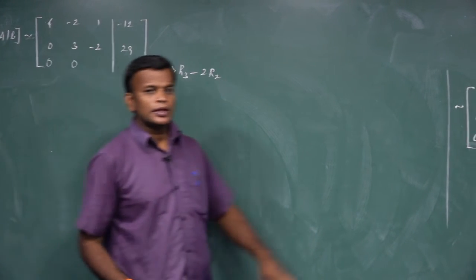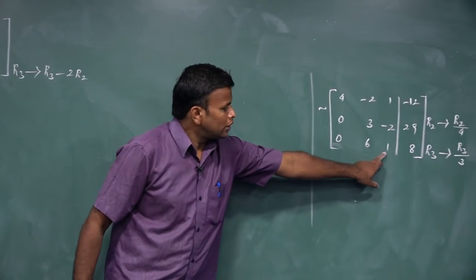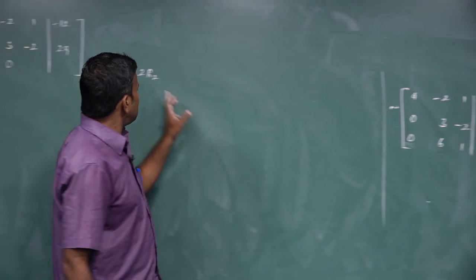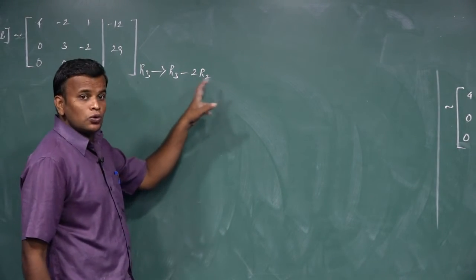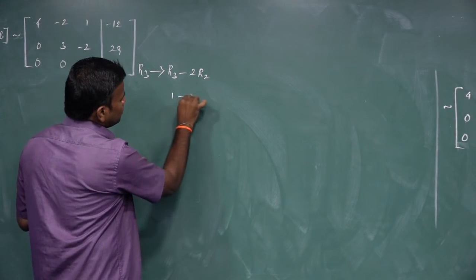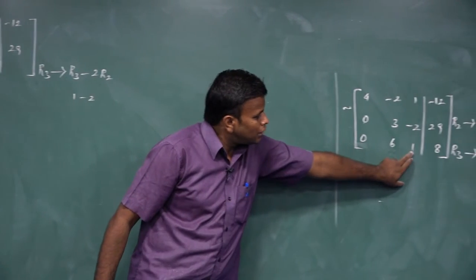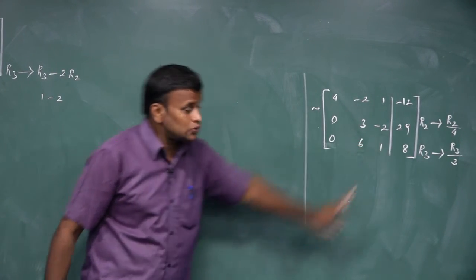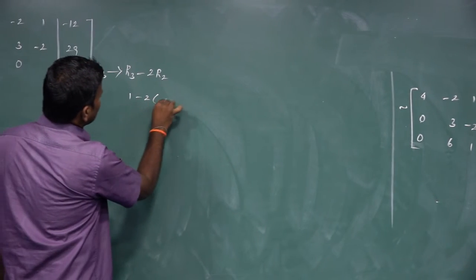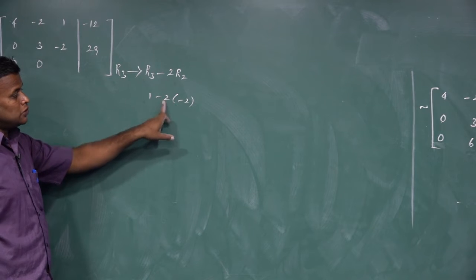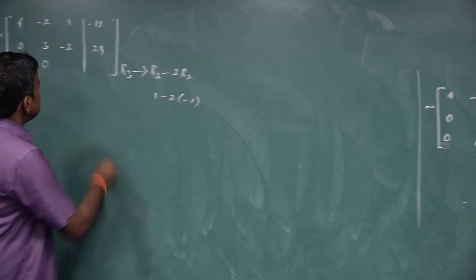Next, the number 1 becomes 1 minus 2 times the corresponding element of R2, which is minus 2. Now we write R3 as R3 minus 2 R2. What is the final number? 1 minus, minus is plus, 2 4s are 4. 1 plus 4 is 5.